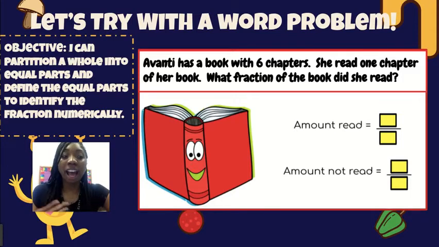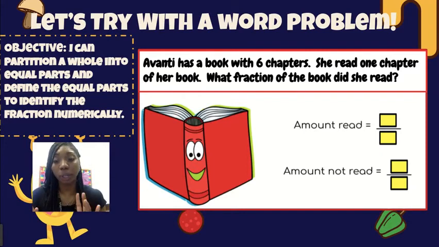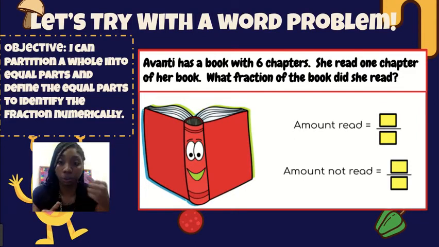So it says Avanti has a book with 6 chapters. So in the whole book, she has 6 chapters. We got that so far, right? Okay, great. She read 1 chapter of her book. What fraction of the book did she read? I'm going to read that one more time. Because remember, when we read a word problem, it's very important that we go back and we find the numbers, we find those keywords, and we also try to figure out what is the question asking us to do.